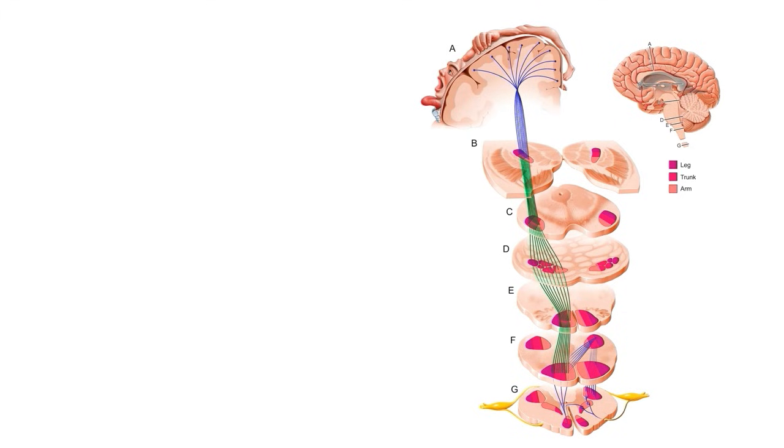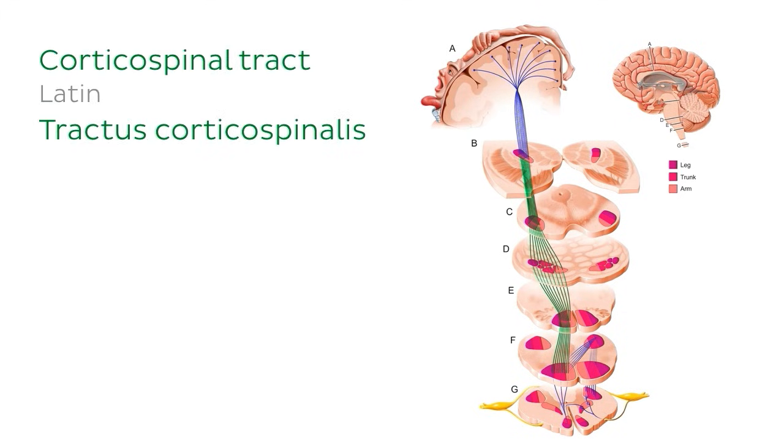In this tutorial, we'll follow descending tracts which bring information away from the brain. The main descending tract which we will be discussing today is the corticospinal tract, which carries axons primarily from the motor cortex of the brain to the spinal cord, where they synapse with motor neurons.